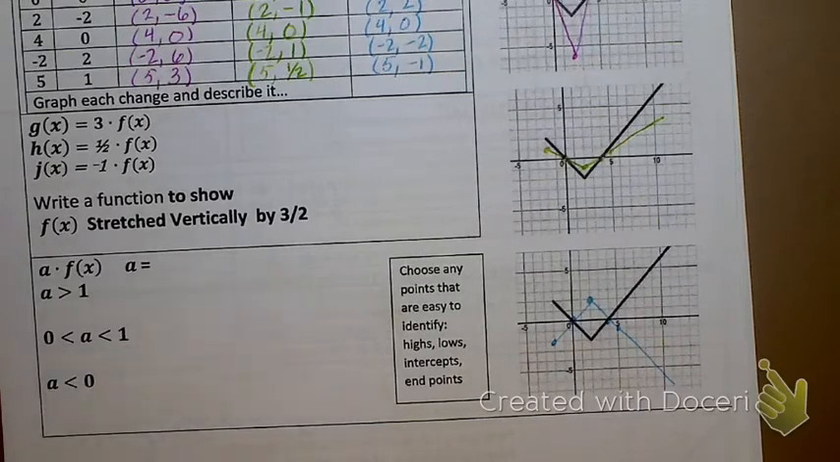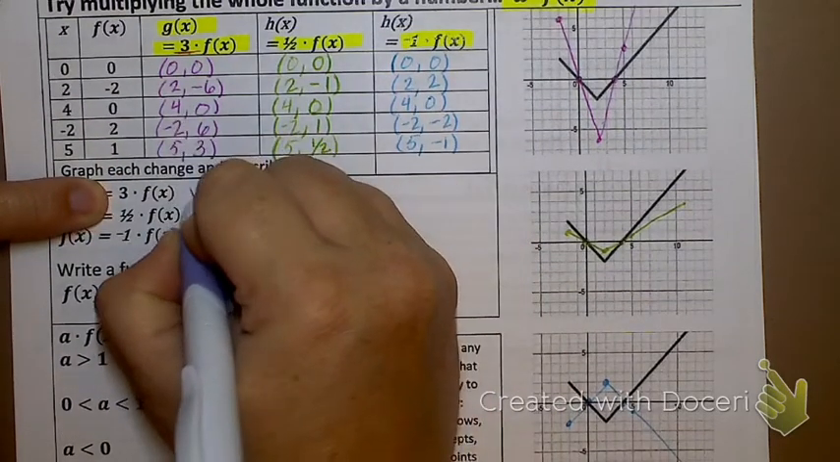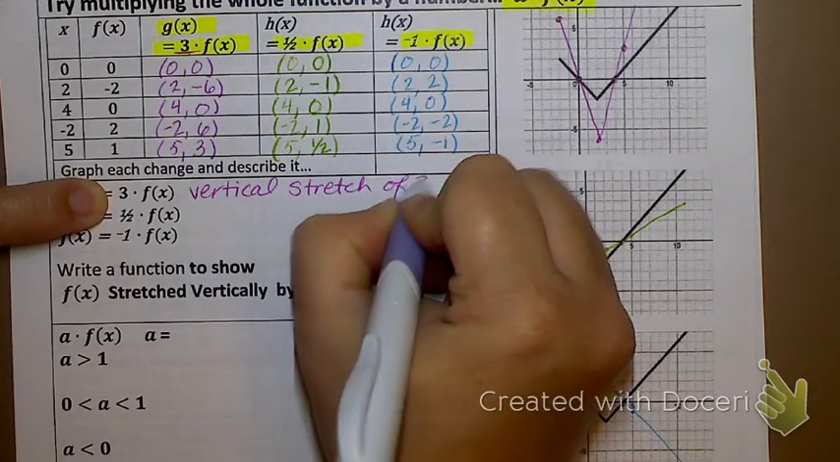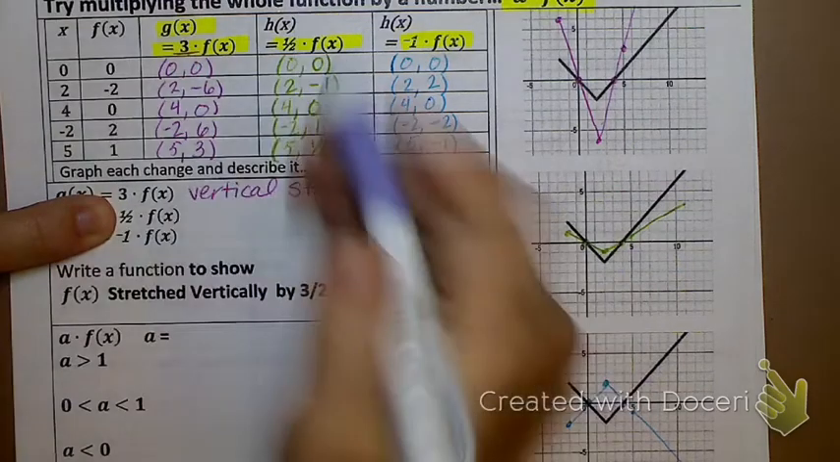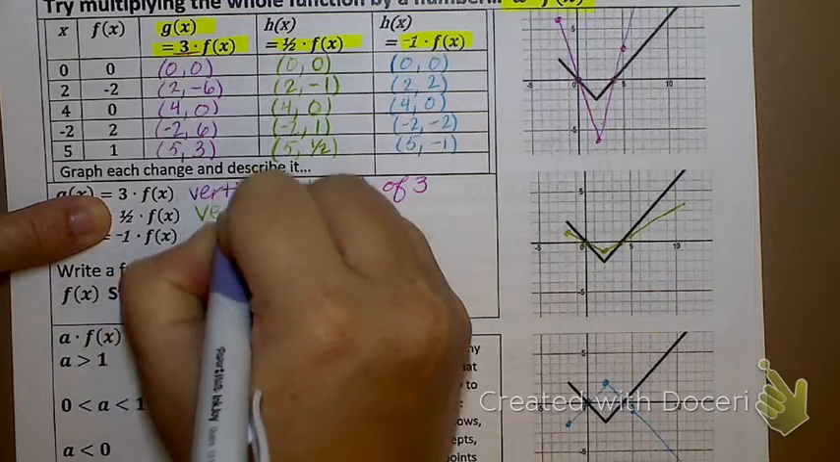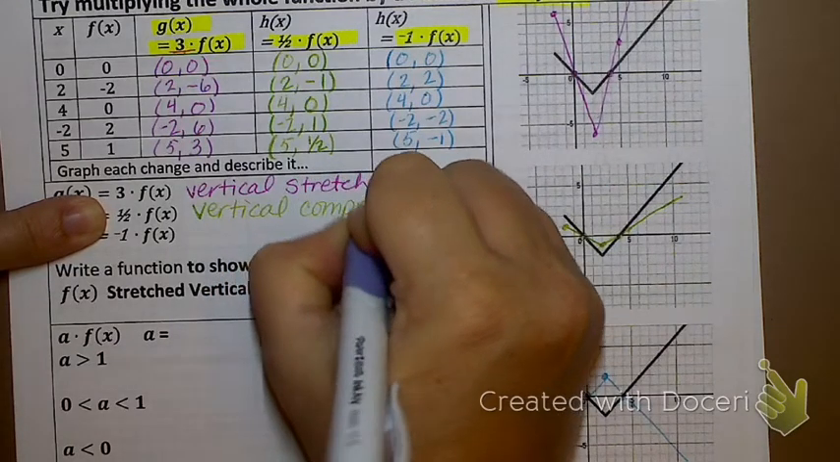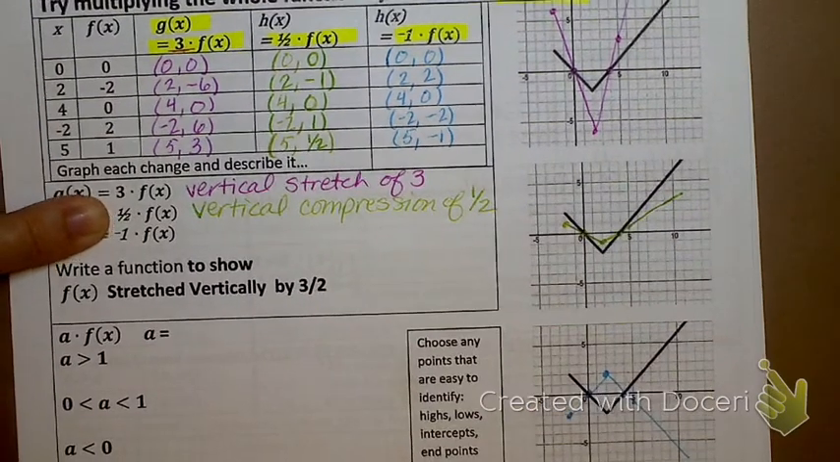All right? So let's label this here. So when we had an A value of 3, we had a vertical stretch of 3. In other words, it ends up being 3 times as tall as the original one. Same width, but 3 times as tall. When A was 1/2, what do we have? A vertical, not a stretch, but a compression of what? 1/2. That means it's half as tall as the original. Same width, but half as tall.